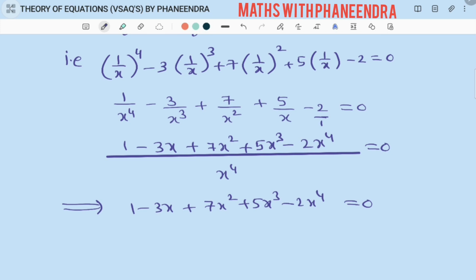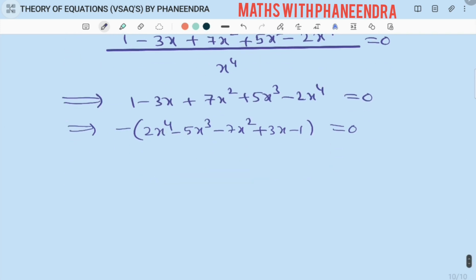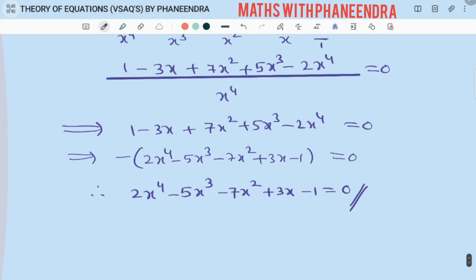But you write in order, by multiplying by minus and write it. Why? Because the highest power is x power 4 here, whose coefficient is minus 2, no? So multiplying by minus and write it. Otherwise take common minus, better. 2x power 4 minus 5x cube minus 7x square plus 3x minus 1 is equal to 0. So that minus, we can take this side. Therefore, the required polynomial or equation, the reciprocal equation, is 2x power 4 minus 5x cube minus 7x square plus 3x minus 1 is equal to 0. I hope everyone understands, dear students.